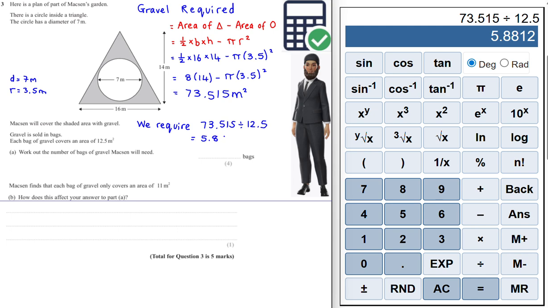Now no one's going to sell us 5.88 bags, so we need to round this up and make it into 6 bags, because 5 is not going to be enough and 6 will be enough, right? Hopefully you benefit from that. Let's move on to the next part.